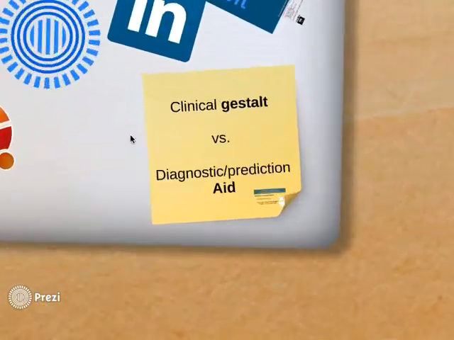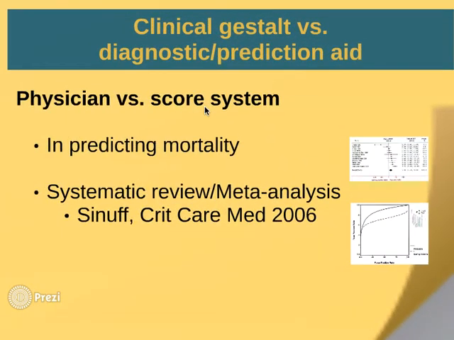All right, so the final one is the clinical gestalt and diagnostic prediction aid. So clinical reasoning is not only statistics or numbers. You still need your experience to do some interpretation, or you still need to use your intuition to see if the patient is going to have an event or not.